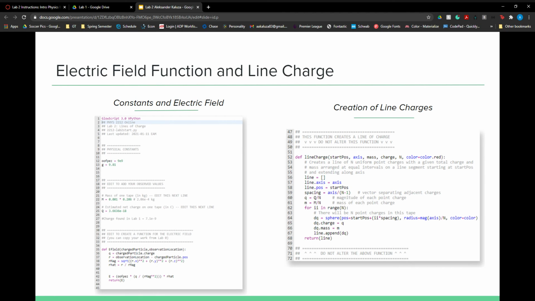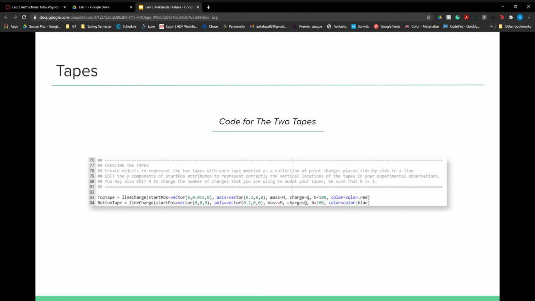For the line charge, we can see that there is an array which we then fill with point charges using the sphere. And we are able to modify certain things here, such as the mass, color, and n, which I will talk about in the next slide. Here's my code for the two tapes. I ensured that the top tape was at the position I recorded in Lab 1, so 0.015 meters above the bottom tape, situated at the origin.